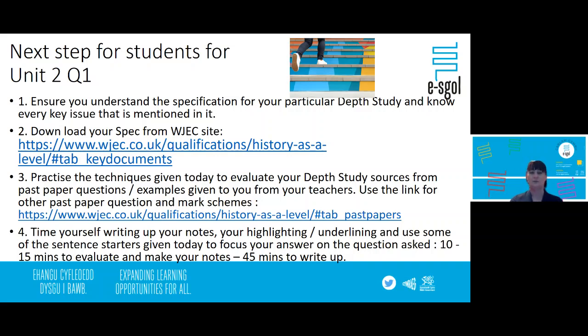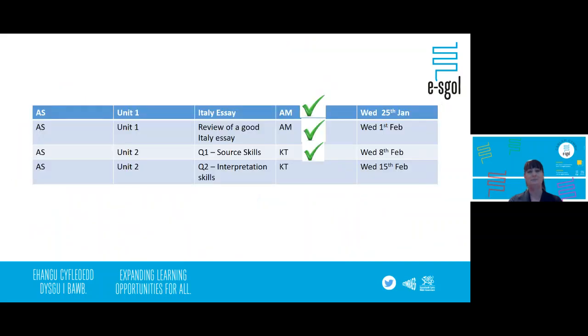Time yourself writing up your notes, using your highlighting and underlining, and use some of the sentence starters that I've given to you today to focus your answer on the question. Make sure that key attribution is being mentioned all the way through and that you're justifying and giving a judgment on how useful that source is. Give yourself around 10 to 15 minutes to evaluate and make up your notes, and then 45 minutes to write up your source analysis.